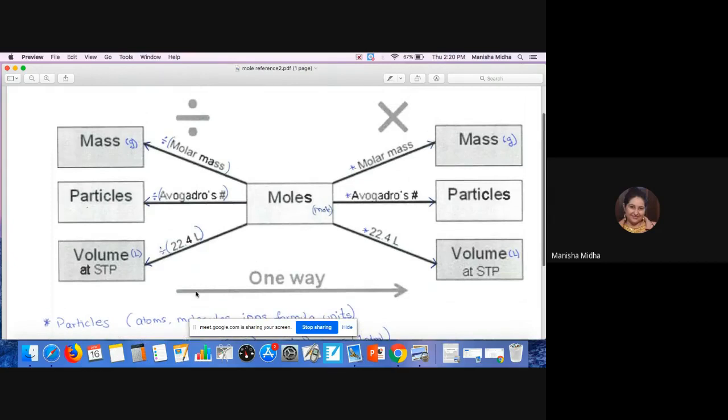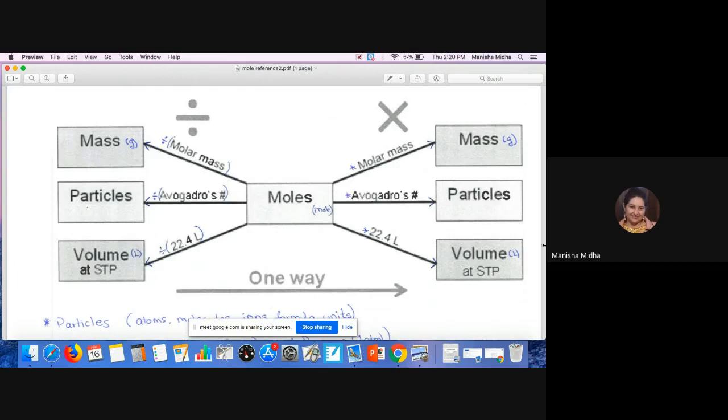One more thing about the roadmap, it only goes one way. Roadmap is where you travel from your starting point to your destination. You go only from left to right. You cannot go backwards. So even though the arrows are pointing in this direction, really you cannot travel from moles to volume and from left to right. You have to go this way. If you look at the arrow, it tells you the direction.